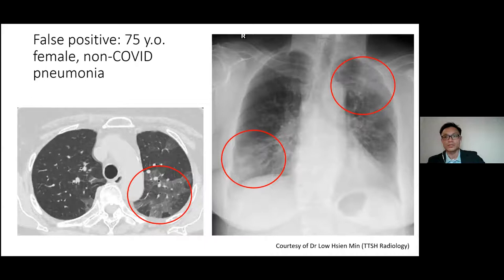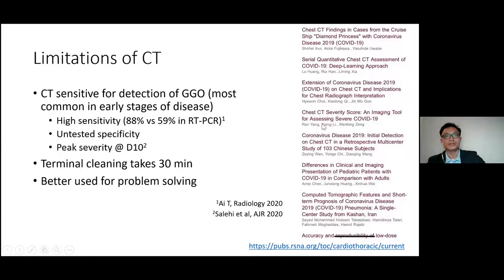There is abundant literature at present on CT imaging of COVID, much of it from our colleagues from China. CT is reported to be highly sensitive with peak severity observed on day 10. And in a population with high pretest probability, like in Wuhan 2 months ago, this may be very valuable given the lack of PCR test kits.